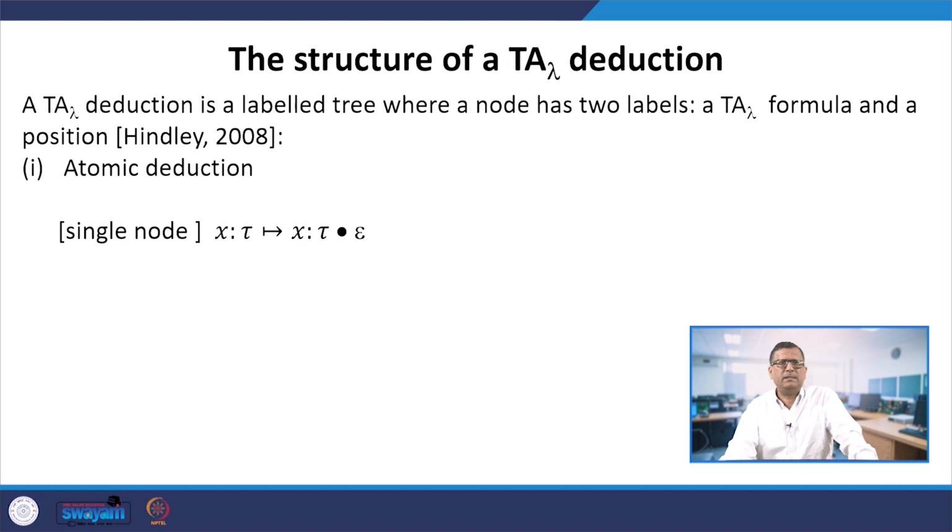So consider first the atomic deduction. That means it is an axiom. It will be a single-node tree where the position is the empty position, and this is the axiom, this is the formula.